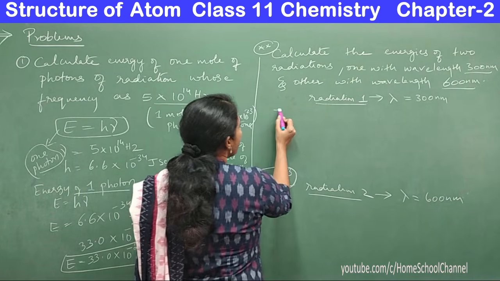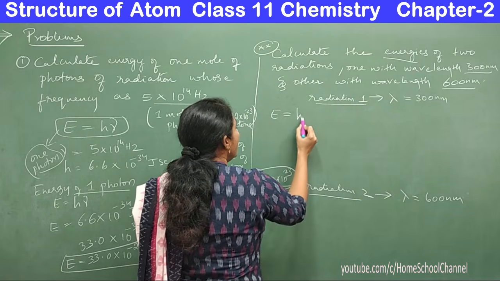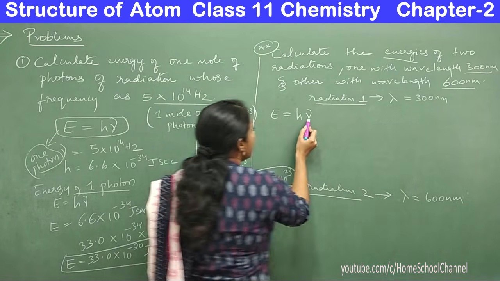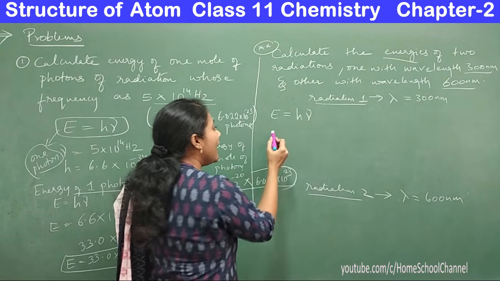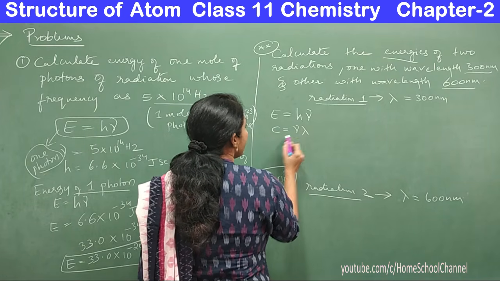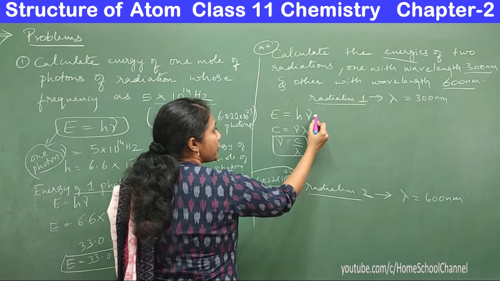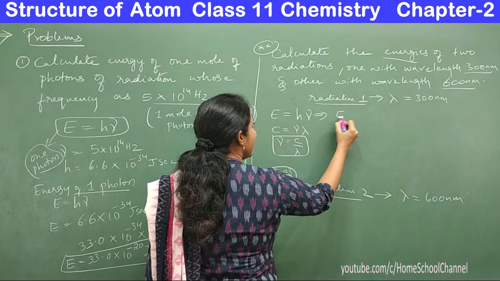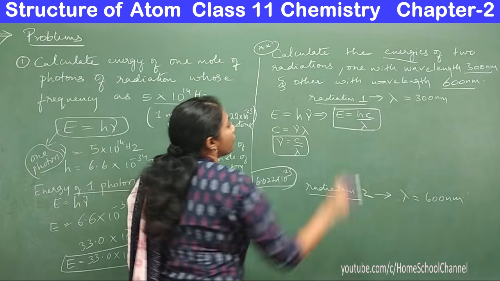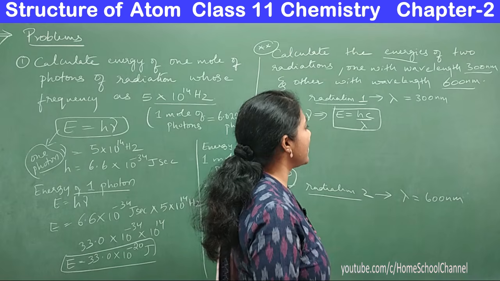We know the formula, you have to calculate the energy. So E is equal to h nu we have. They have given the information about lambda, but in the formula we have nu, right? But we have a relationship, c is equal to nu lambda. So nu is equal to c by lambda. If I substitute this in the formula, I can write E is equal to hc by lambda. So this is another form of the equation that you can use, right?